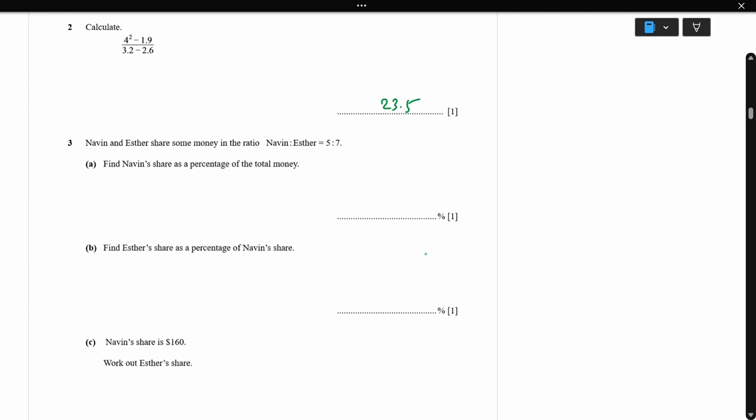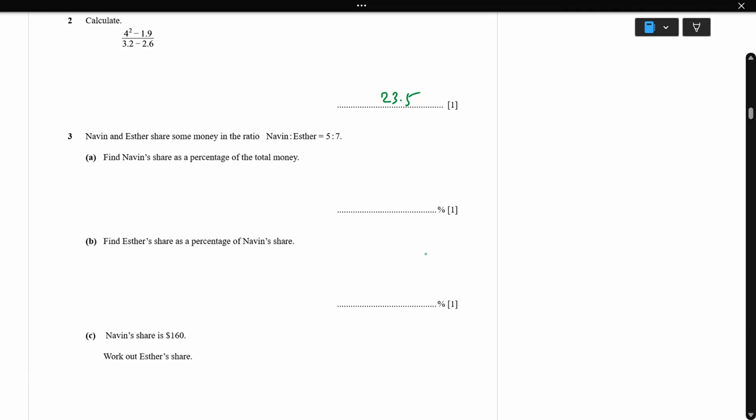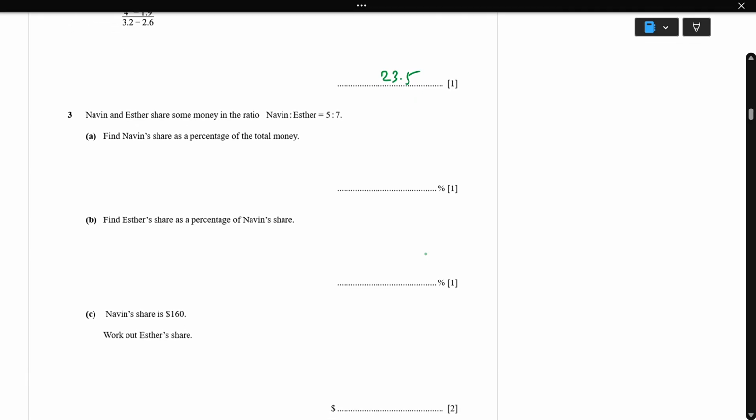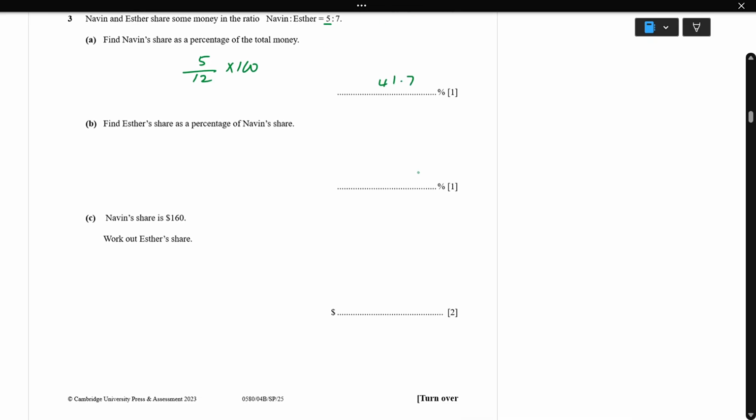Next question, Navin and Esther share some money in the ratio of 5:7. Find Navin's share as a percentage of total money. So just calculation of percentage: Navin's share is 5 over total ratio, which is 12, times 100, which is 41.7%. Okay, the next question.